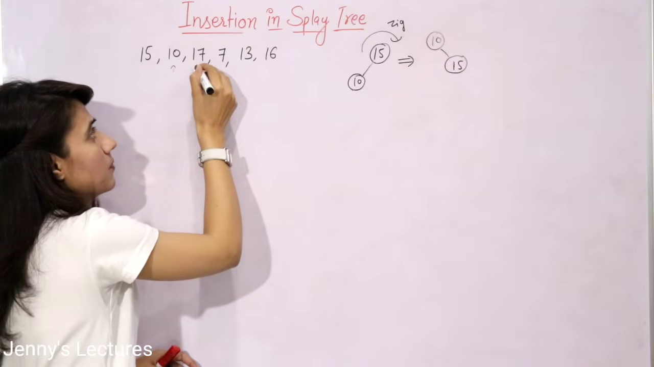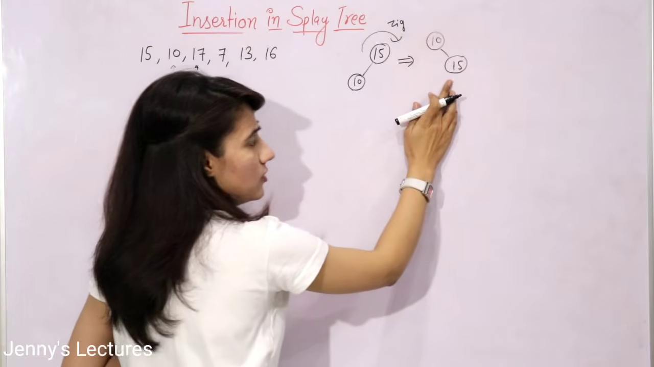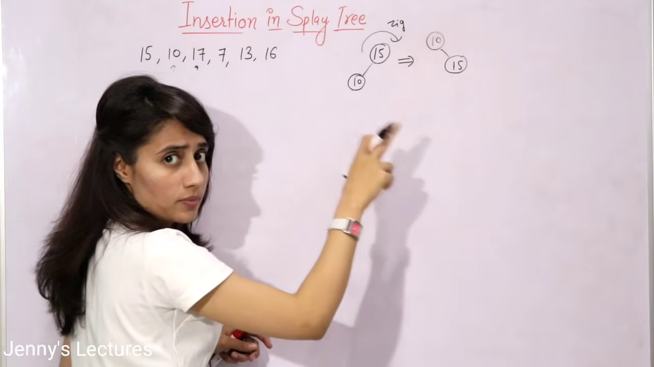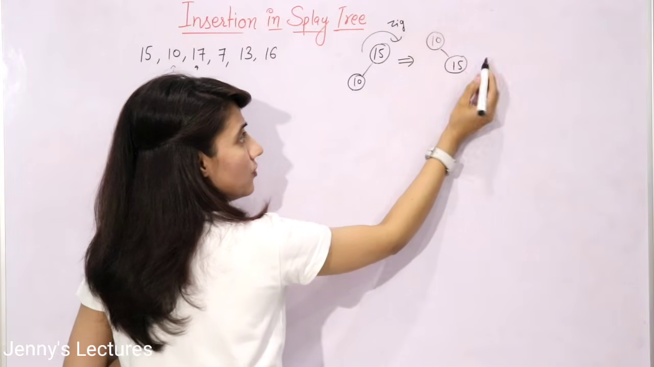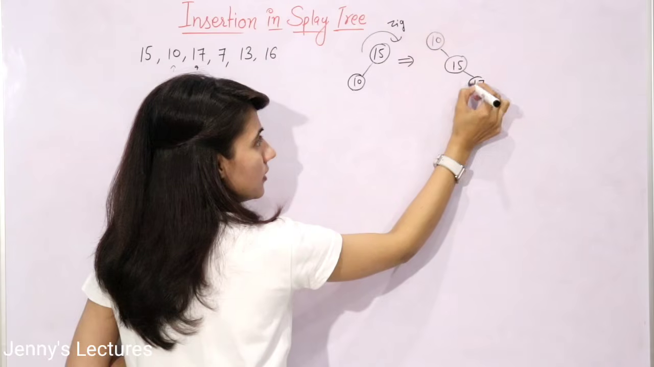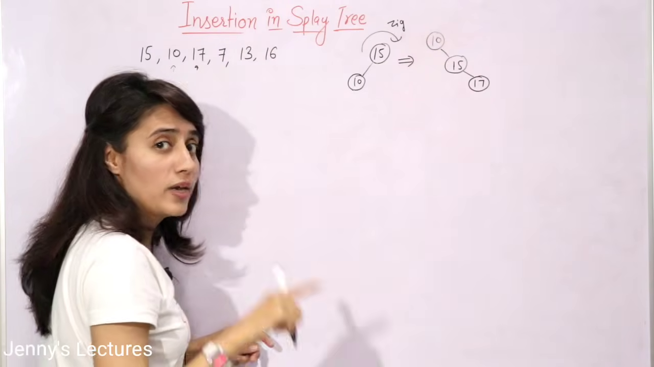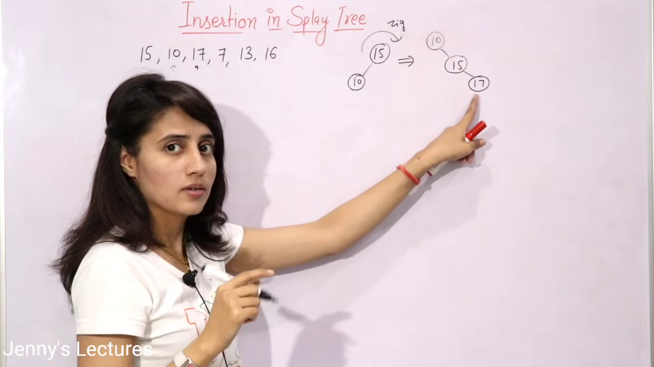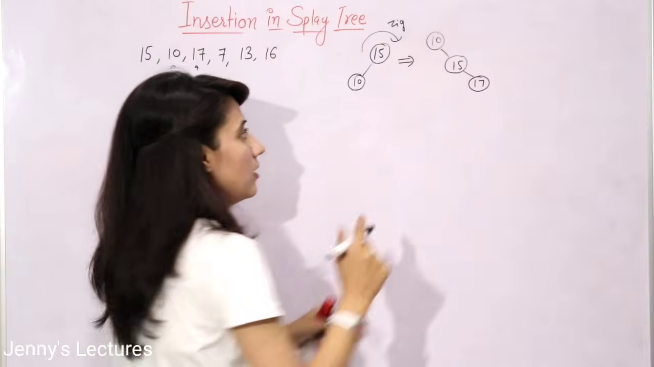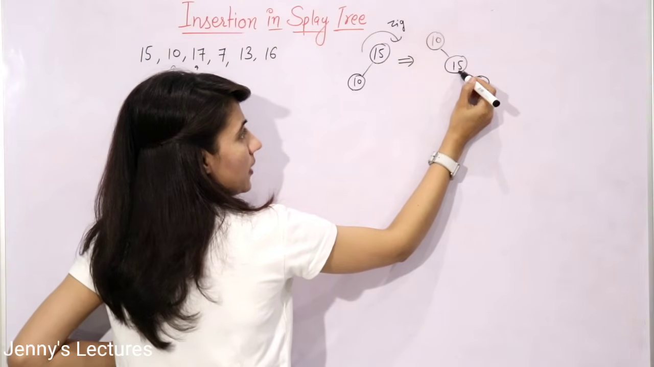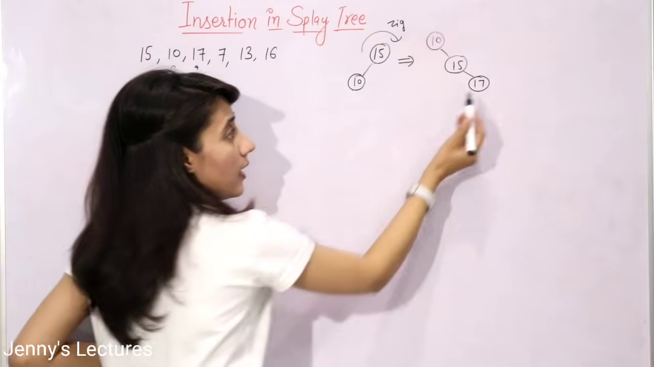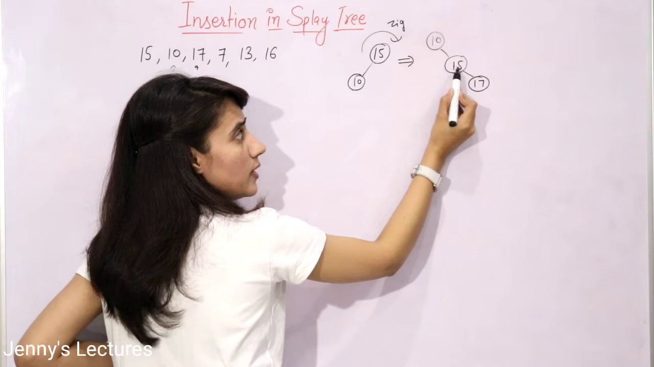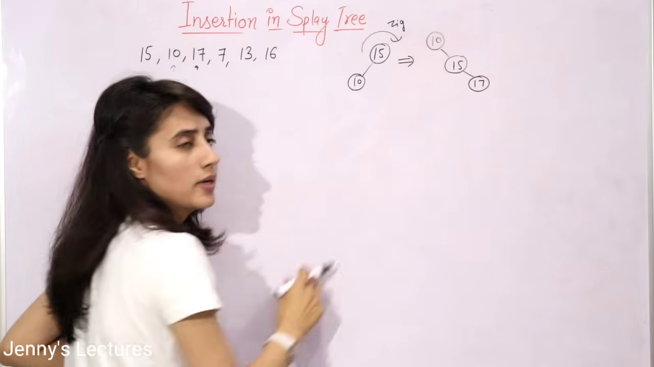Next is 17. Insert 17 in this tree. Same BST insertion: greater than 10, greater than 15, so here you will insert 17. But now you will do the splaying operation on this 17. We will splay 17. Now check: 17 has a parent as well as a grandparent. 17 is to the right of its parent and 15 is also to the right of its parent.